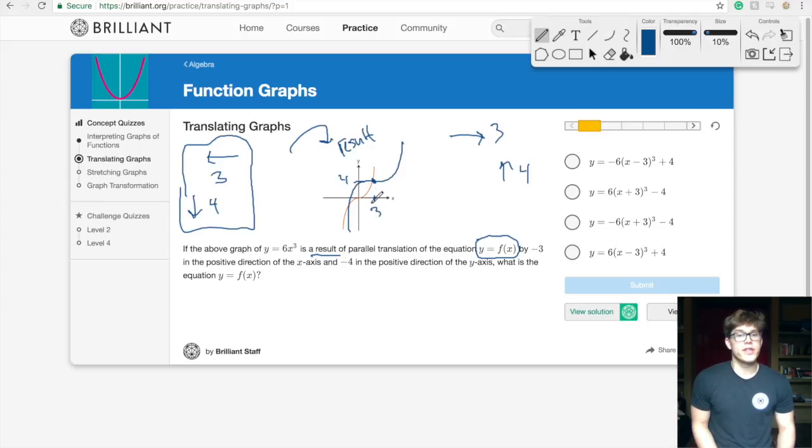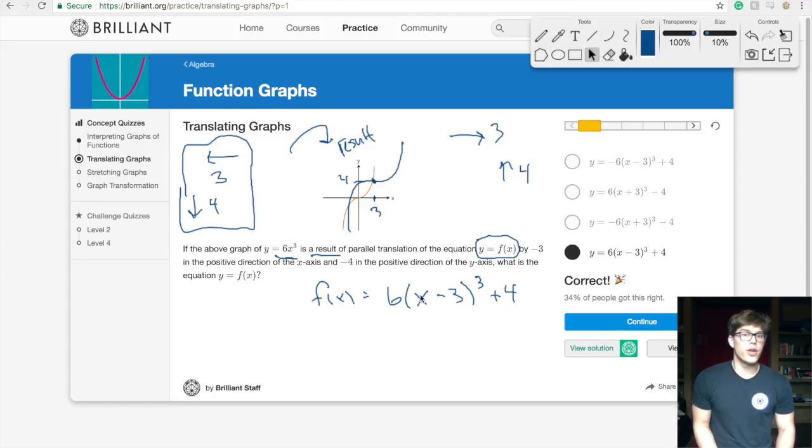So what is this value going to be? Well, our function equals, here we know it's 6x cubed, so we have a 6, and then we have x minus 3 cubed plus 4. So this answer is D.